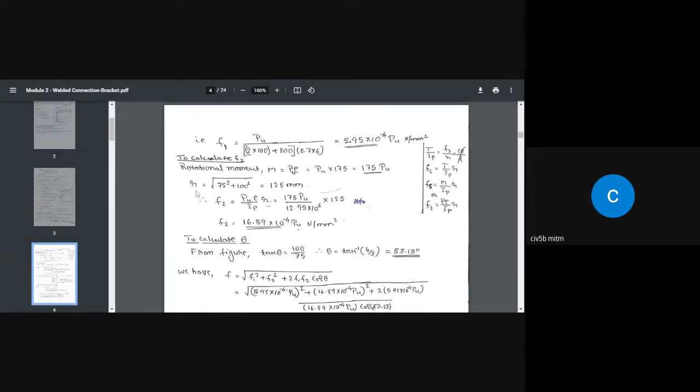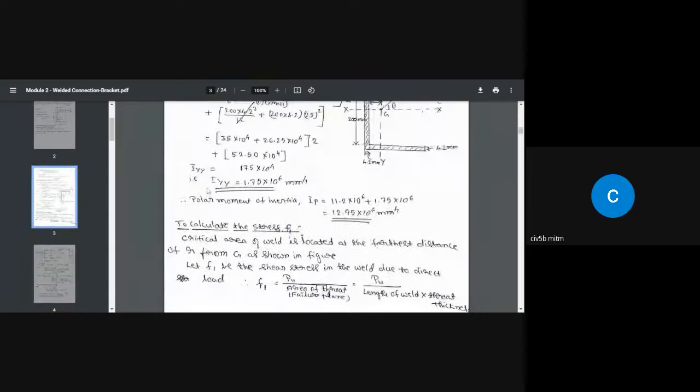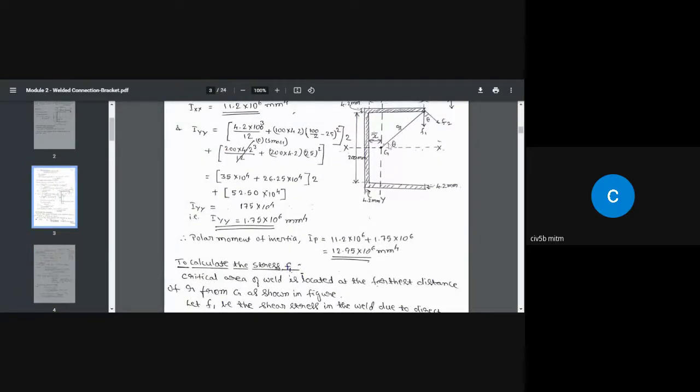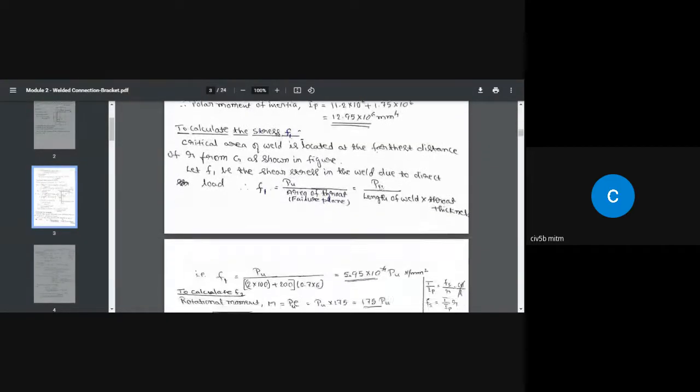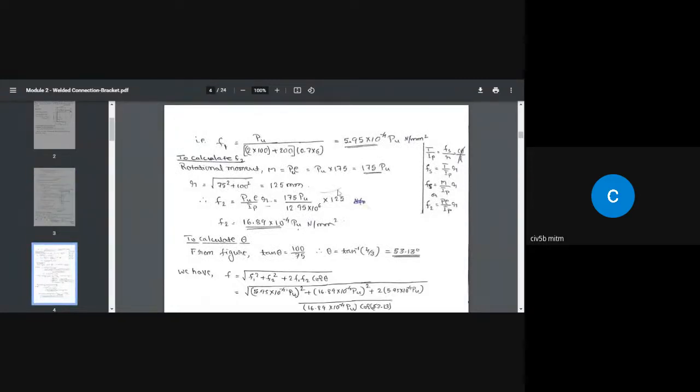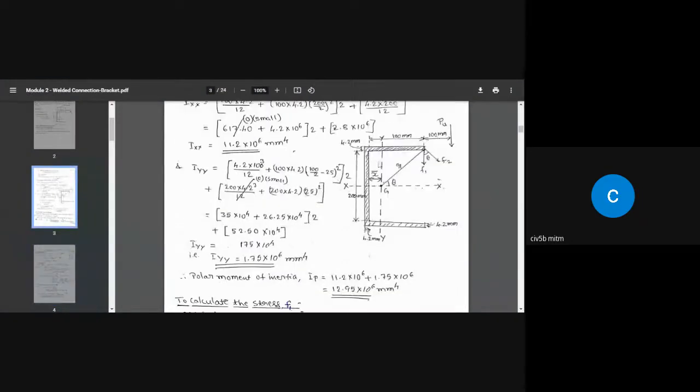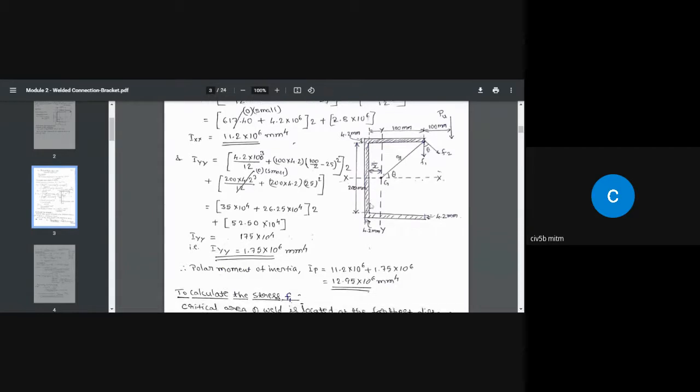And what is the R distance? So the R distance is this. You know this is 100, this is 25, so this is 75, and this is 100 because the total is 200, and this is 100. So in this triangle, find the value of R, that is the length of the hypotenuse. That is 125 millimeter, the radial distance of the weld from the point G, that is R.